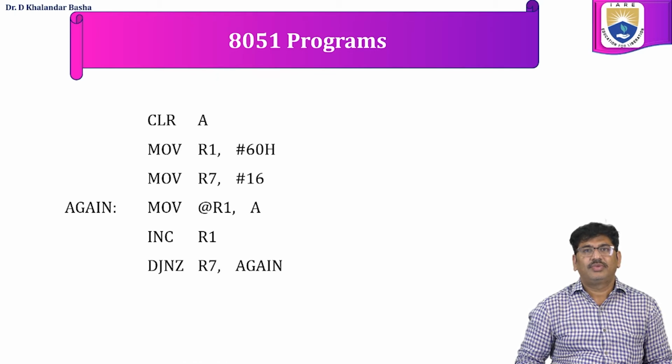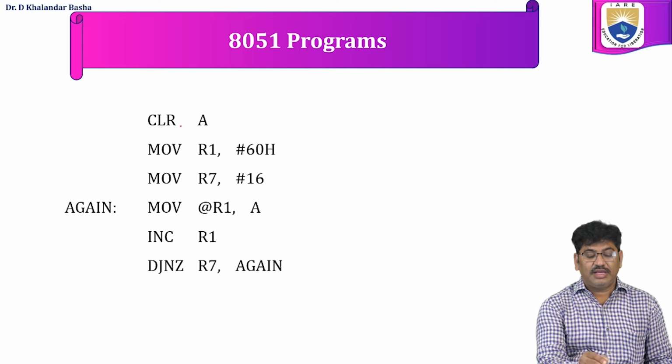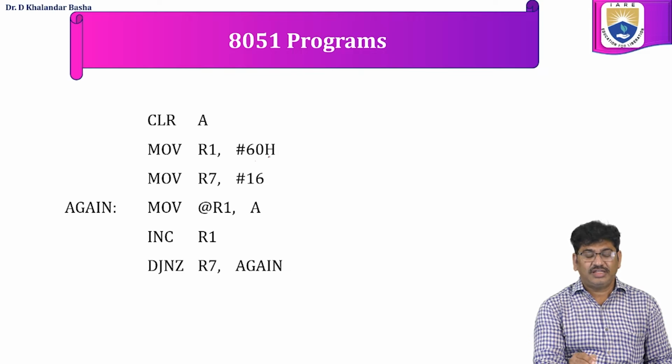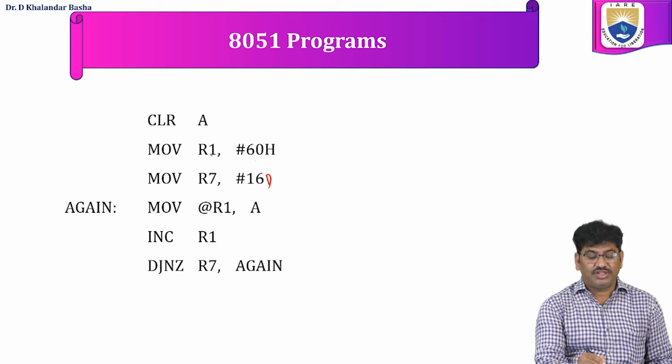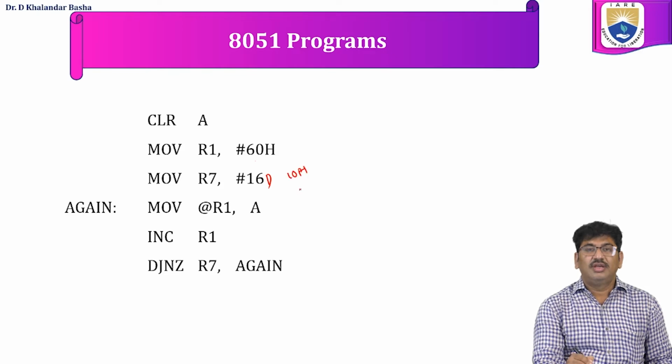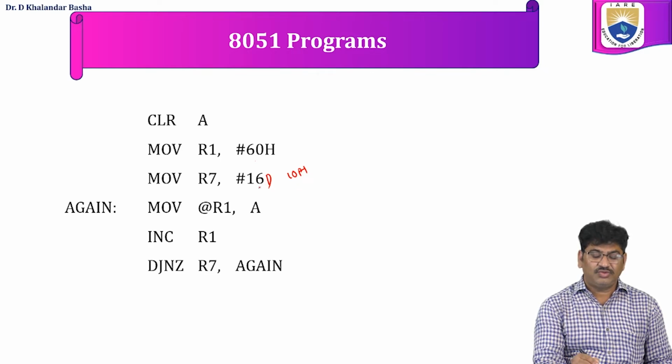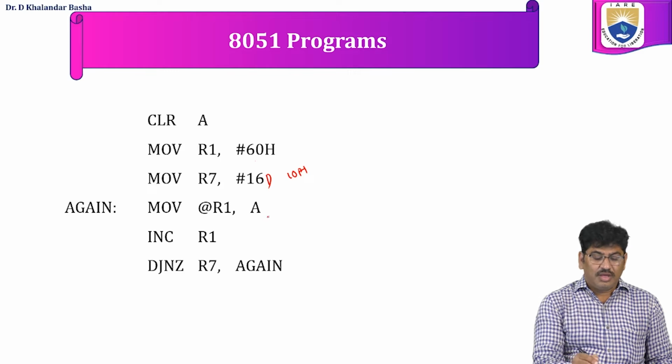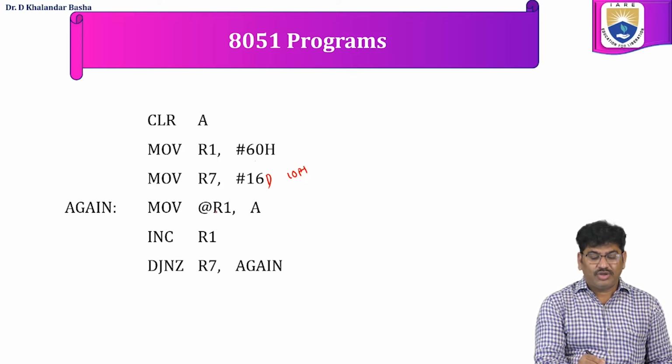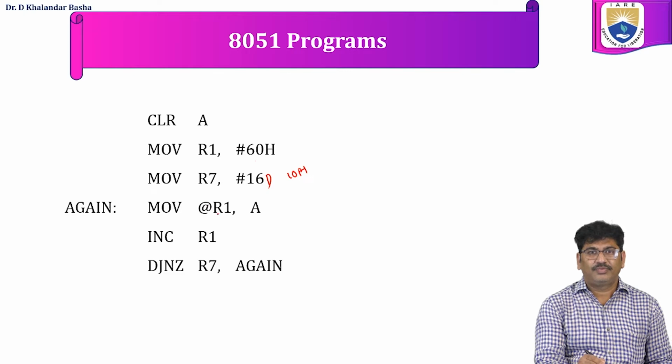This is the first program. At a glance: CLR A for clearing the accumulator. MOV R1, #60H, the starting address of the memory location, is loaded into the R1 register. MOV R7, #16D, otherwise we can write this as 10H, so the number of memory locations we want to refer to is 16. This 16 decimal or 10H is loaded into R7. The contents of the accumulator are loaded into the memory location whose address is specified in R1 to clear the location. For moving to the next memory location, we increment the R1 register.